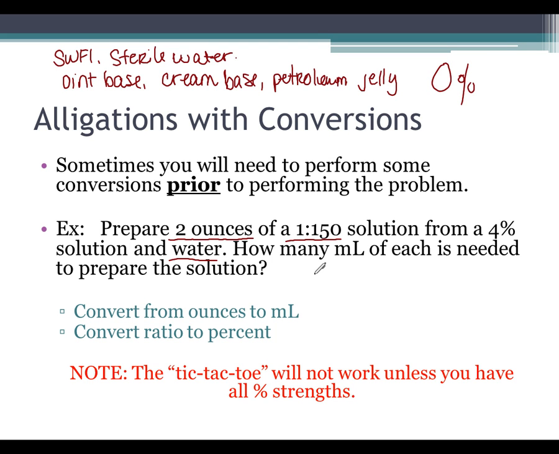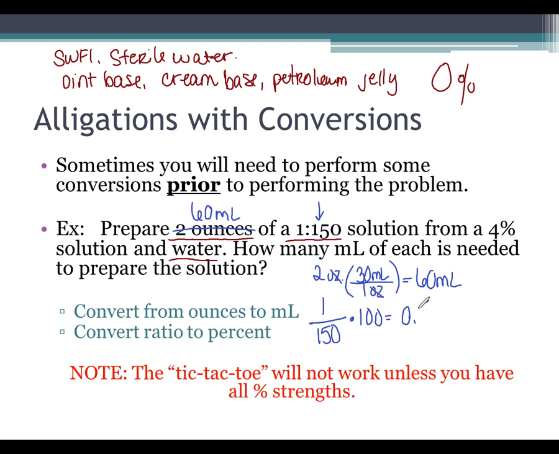So here, I want to convert ounces to mLs. I'm going to take my 2 ounces and multiply that by my conversion factor, which is 30 mLs to 1 ounce. My ounces will cancel, so 2 times 30 is 60 mLs. So this 2 ounces is equal to 60 milliliters. Whenever we convert a ratio to a percentage, we always take the left number, which is 1, divided by the right number, which is 150, and then we always multiply by 100 to get the percentage, and this comes to roughly 0.67%.